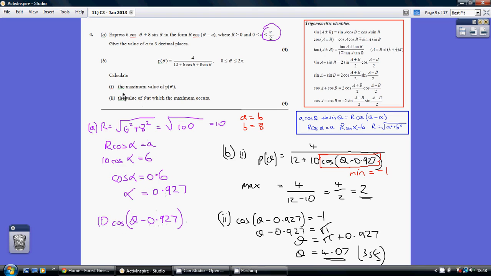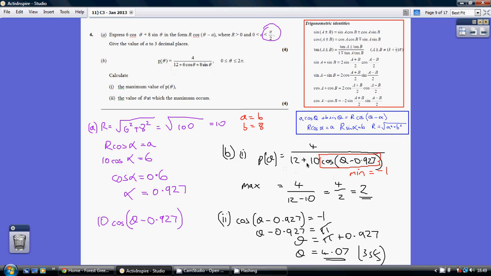Now for part B, 1, we need to note that the second term in the denominator is this. So we can replace this with what we've just worked out this alternative format is. So we're replacing this with this, which I've done here. Now we're trying to maximize P, so maximize the numerator, minimize the denominator.